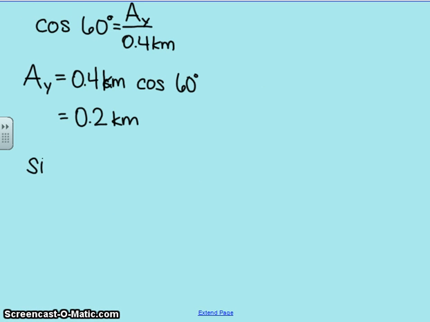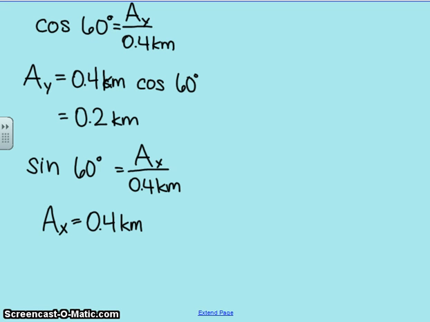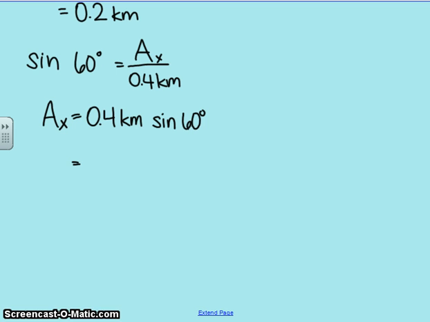The sine of 60 degrees is equal to ax divided by the hypotenuse, which is 0.4 kilometers. That means that ax is equal to 0.4 kilometers times the sine of 60 degrees, which gives 0.346 kilometers. Now, as we're looking at a picture, this is very important.